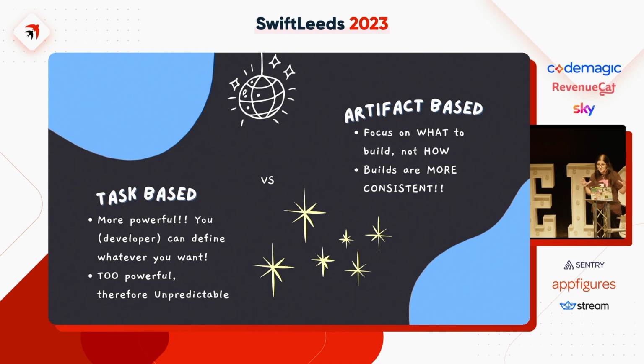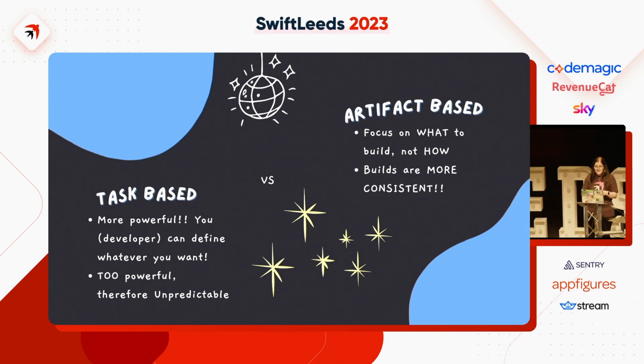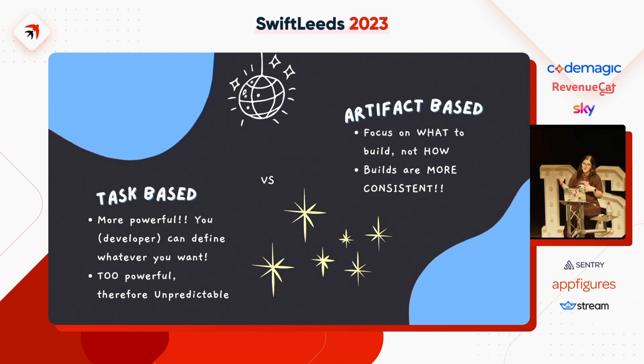In a task-based build system, like Xcbuild, it's very powerful because you're focusing on how to build something. So you can define whatever you want, but of course with great power comes great responsibility. Instead, with an artifact-based build system, we're focusing on what to build, and that makes our builds a lot more consistent.